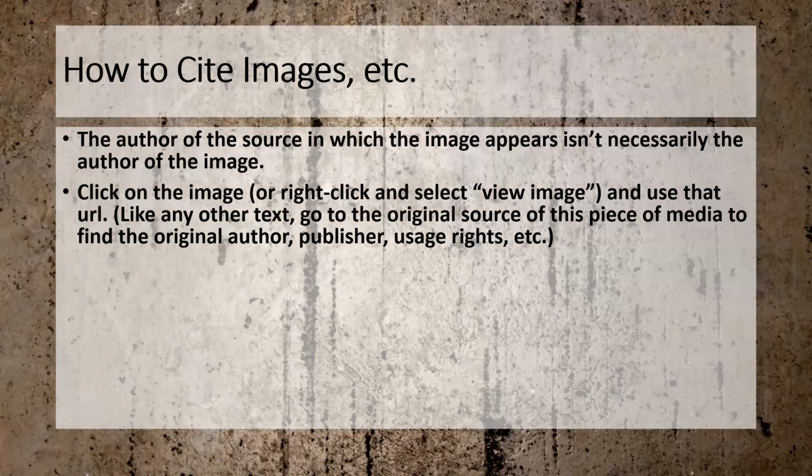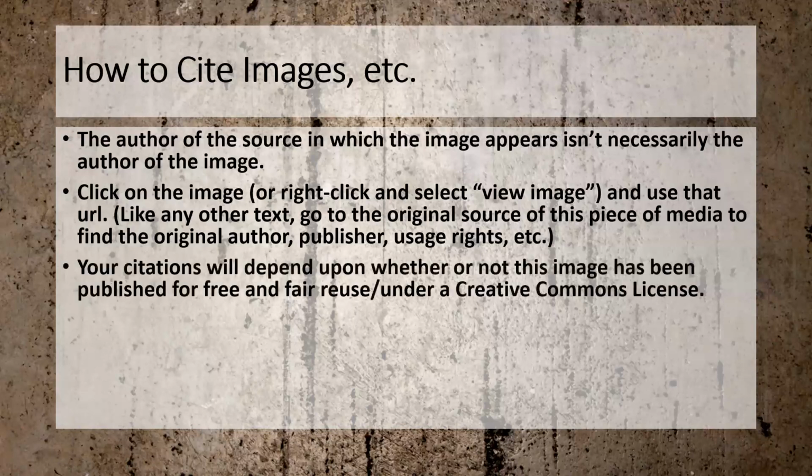try to hunt it down, find the original author, publisher, the usage rights, etc. Think of it in this way. If you were reading a source by Smith and Smith quotes another scholar named Johnson, and you use the Johnson quote, you wouldn't cite Smith, right? You would give credit to Johnson because Johnson's the person who said it. If Smith writes an article and includes a photo by Johnson, it's the same thing. You need to cite the original author or creator.